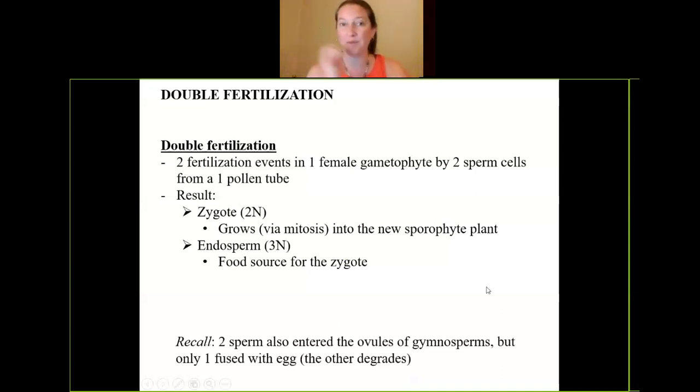So just as a reminder, remember in the gymnosperms, there were also 2 sperm cells, and at that time there were actually 2 egg cells too. And remember, in the gymnosperms, the one sperm would fertilize and the other sperm would get discarded, and one of the eggs would get discarded too. So it's kind of wasteful. So this double fertilization in angiosperms is more efficient because everything's going to get used, right? Both sperm are going to get used. We're going to end up with a baby plant and a food source for the baby plant. So more efficient.